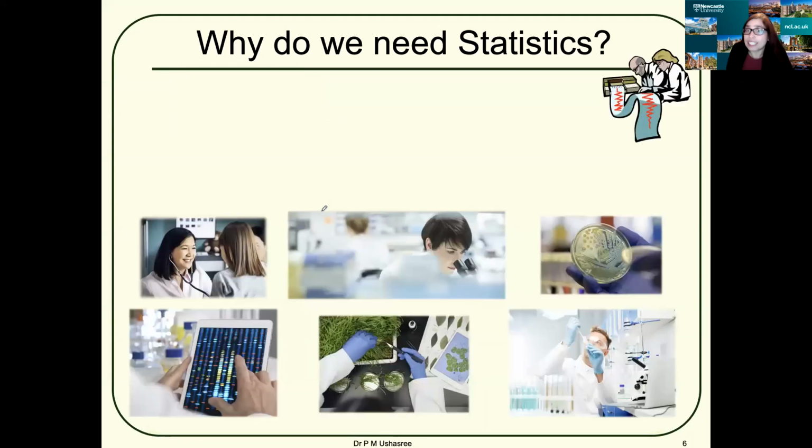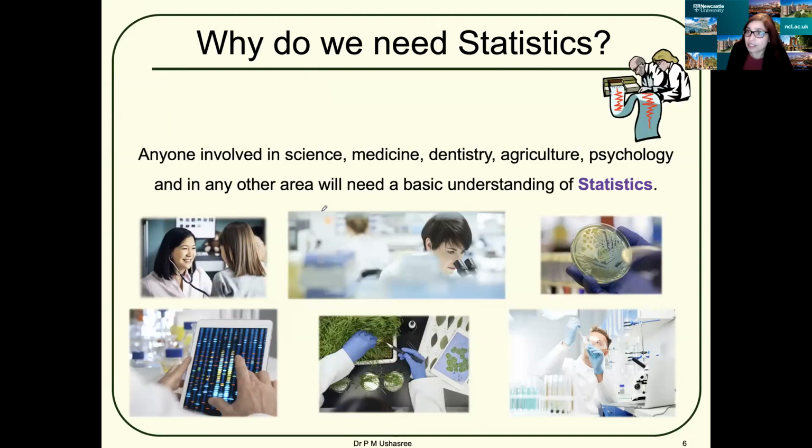Not only dentists, there are others also who use statistics, or I should say everybody uses statistics, isn't it? Anyone involved in science, medicine, dentistry, agriculture, psychology, and any other area will need a basic understanding of statistics. Actually, I'm also teaching business students statistics, how you can use statistics for business. So statistics is there everywhere. Everybody uses statistics in general.